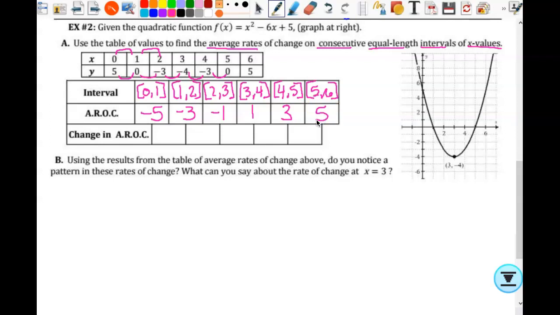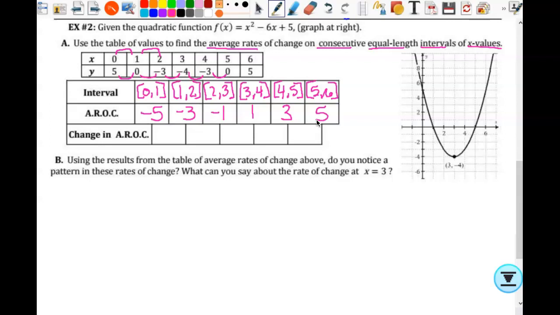So look at your average rates of change. As the x increases, what is happening to your average rates of change? They increase also, right? Yes, because they're increasing. So since my average rates of change are increasing, what does that tell me about my function? When your average rates of change increase, your function is what? Concave up. And if they're decreasing, it's concave down, right?